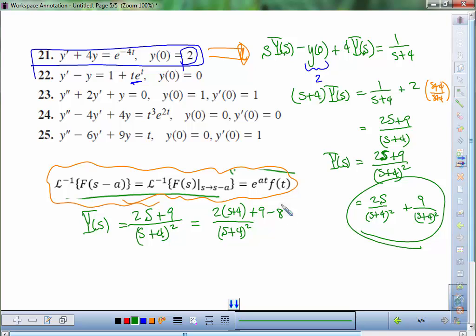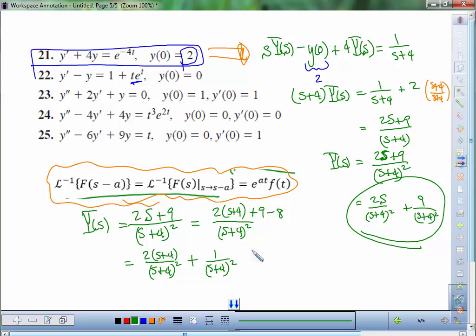So is this okay? Now I have 2 times s plus 4 over s plus 4 squared, plus 1. So instead of just saying plus 1, I'm going to say plus 1 over s plus 4 squared. Is that good?